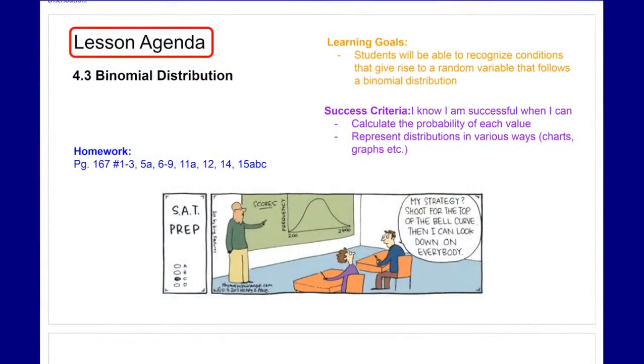In today's lesson, we are going to be looking at binomial distributions. Binomial distributions are another specific type of probability distribution, similar to the uniform distributions that we looked at in the previous lesson. This is going to be a little bit different though, so it's not going to be quite as easy as uniform distributions, but it is going to involve concepts that we've already looked at.